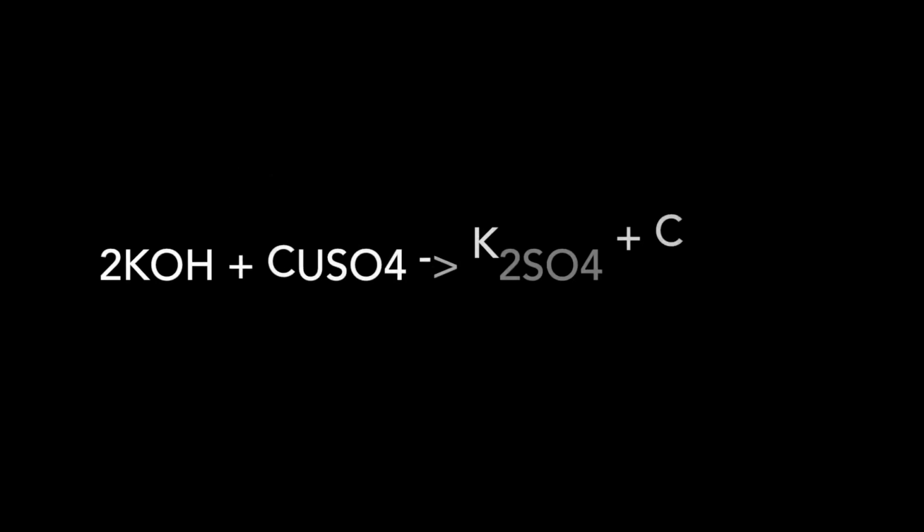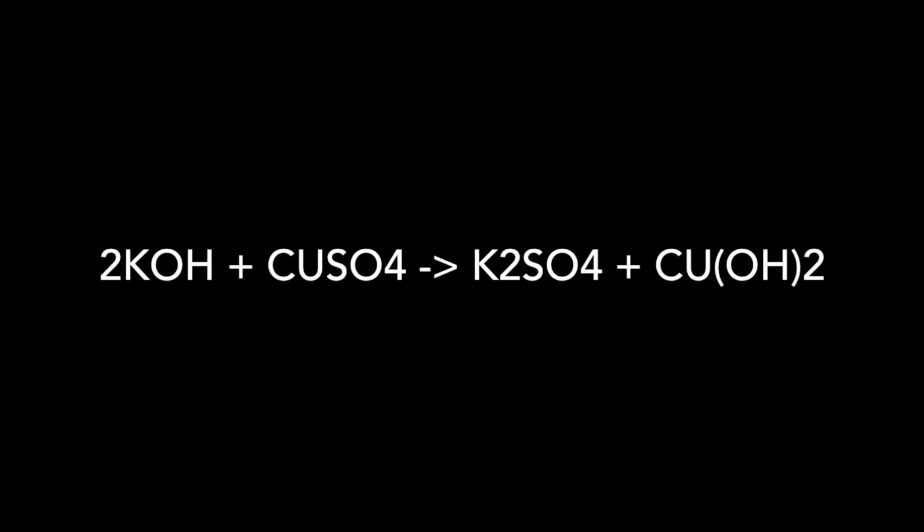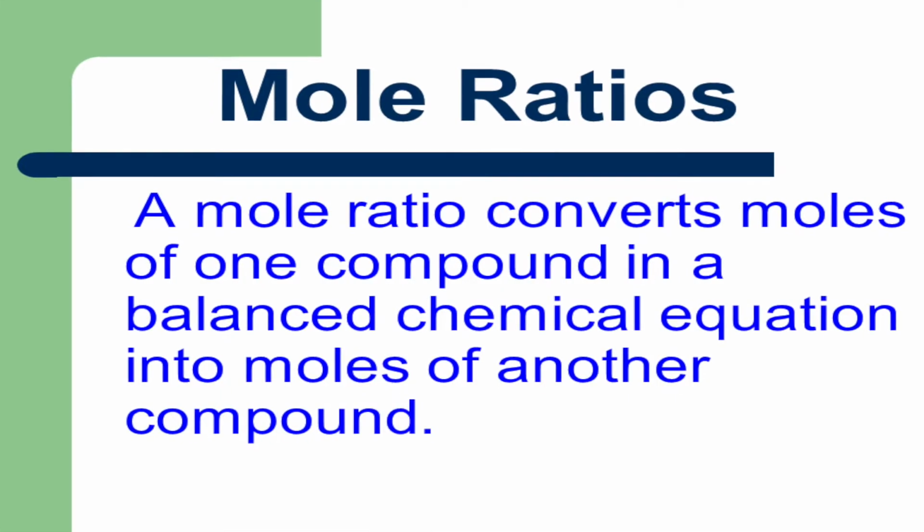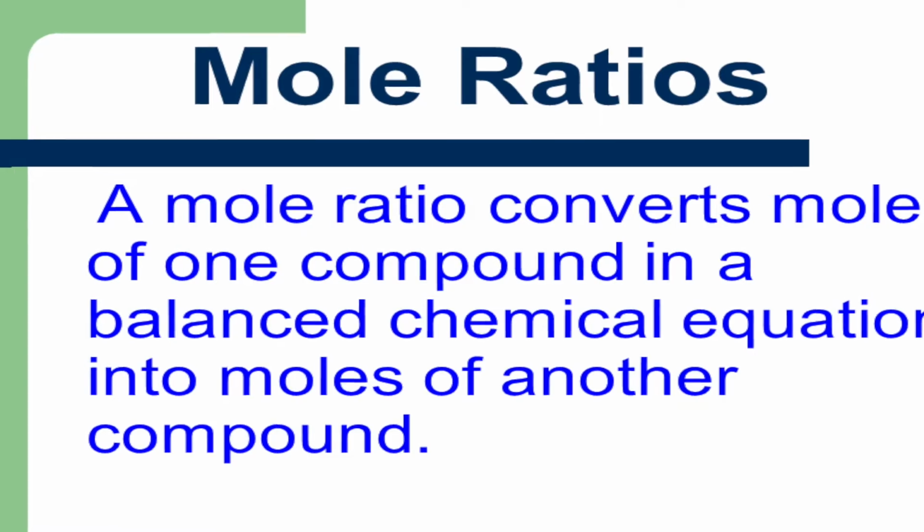In this lab, the balanced chemical equation that represents the reaction is 2 KOH plus CuSO4 yields K2SO4 plus Cu(OH)2. The mole ratio of these two reactants is 2 to 1, meaning that for every 2 moles of potassium hydroxide, there is 1 mole of copper sulfate to create a certain amount of yield, which is 1 mole of potassium sulfate and 1 mole of copper II hydroxide.